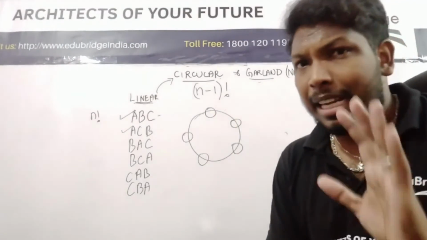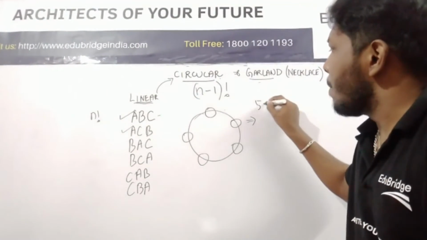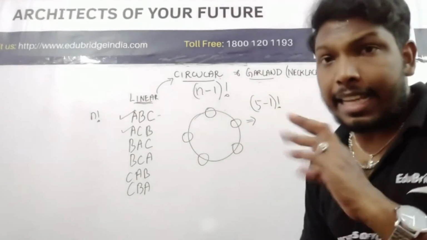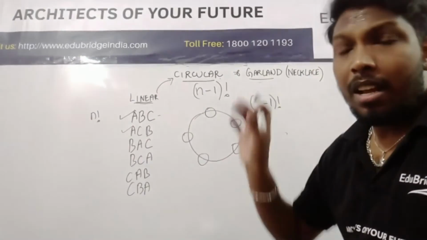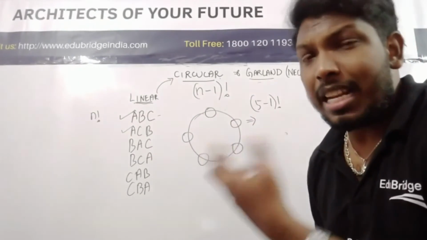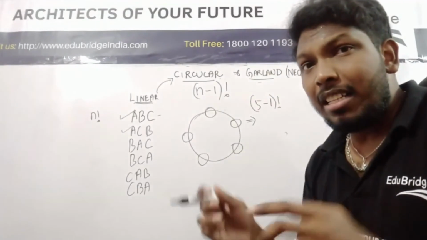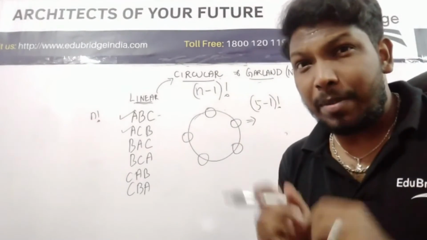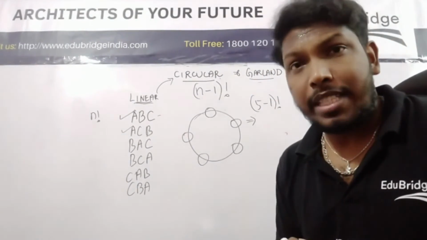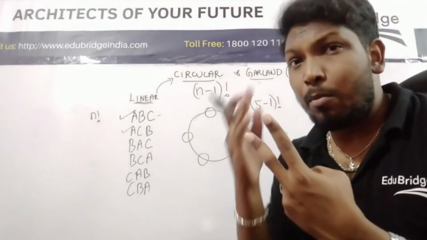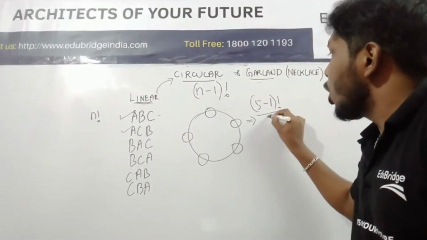So it is a circular arrangement. Ultimately, it's a circular arrangement. So how many ways can I arrange them? 5 minus 1 factorial ways. But here, since all these are circular, identical pearls, all the pearls are identical. There are 2 different but same arrangements possible: one in the clockwise direction, another in the anti-clockwise direction. So I want to eliminate the false arrangements. What do I have to do to eliminate a false arrangement? I have to divide by 2.